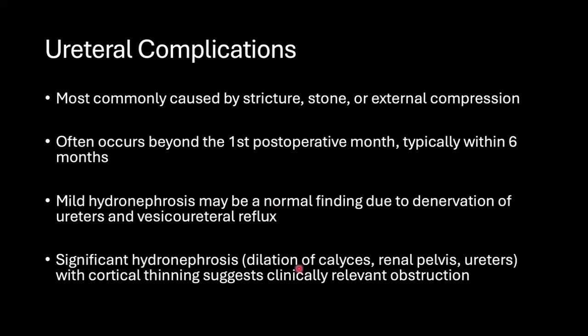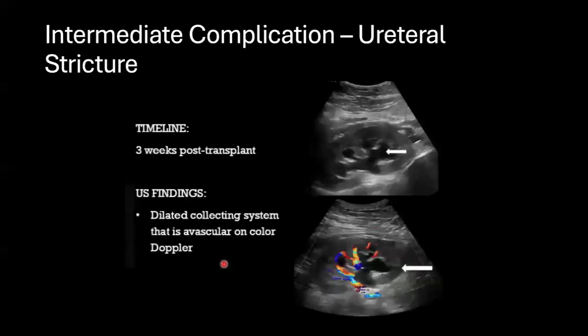Significant hydronephrosis usually would lead to calyceal dilation, renal pelvis dilation, and the ureter becoming much larger. And over time, it might produce cortical thinning, or clinically, you might see signs of an obstructed system. This is 3 weeks post-transplant. The calyceal system here is ballooned up, as you can see. So this is beyond the physiologic or the mild dilation that we see.